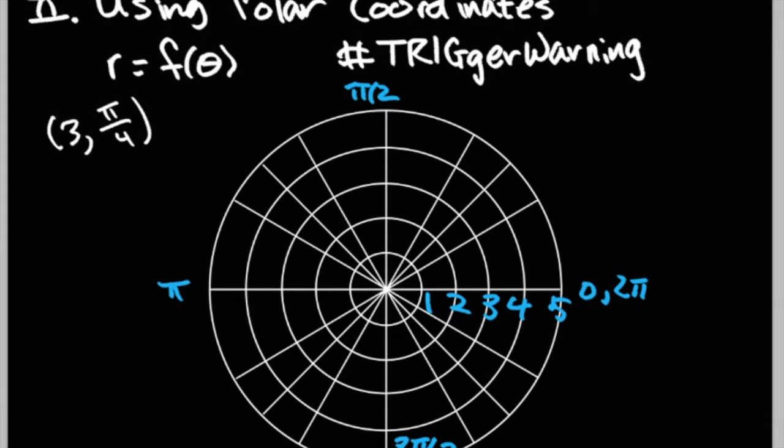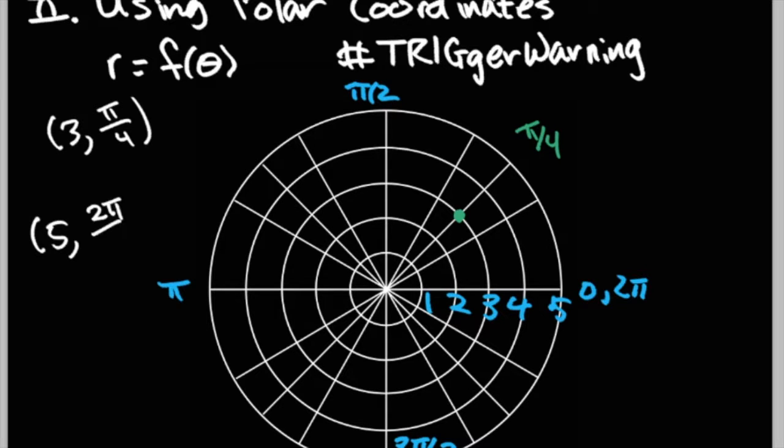So (3, pi over 4), let's look at pi over 4. If you know your unit circle, you're fine. If not, learn it. Pi over 4, and then a radius of 3. So starting from the origin, we're going to go 3 units on the pi over 4 axis. So we have a point there.